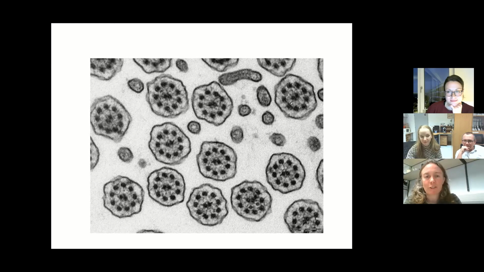If anyone wants to write in the chat what they think about image number 2. Somebody said outer dynein arm and inner dynein arm. Yeah, I'm getting lots of outer dynein arms and inner dynein arms coming in thick and fast. I agree. And then the last one, which you might be able to get by process of elimination.